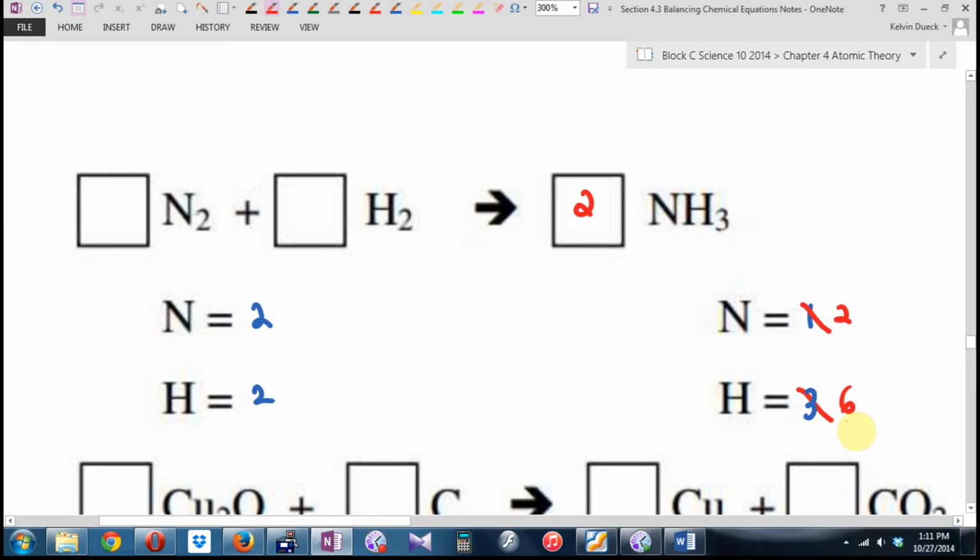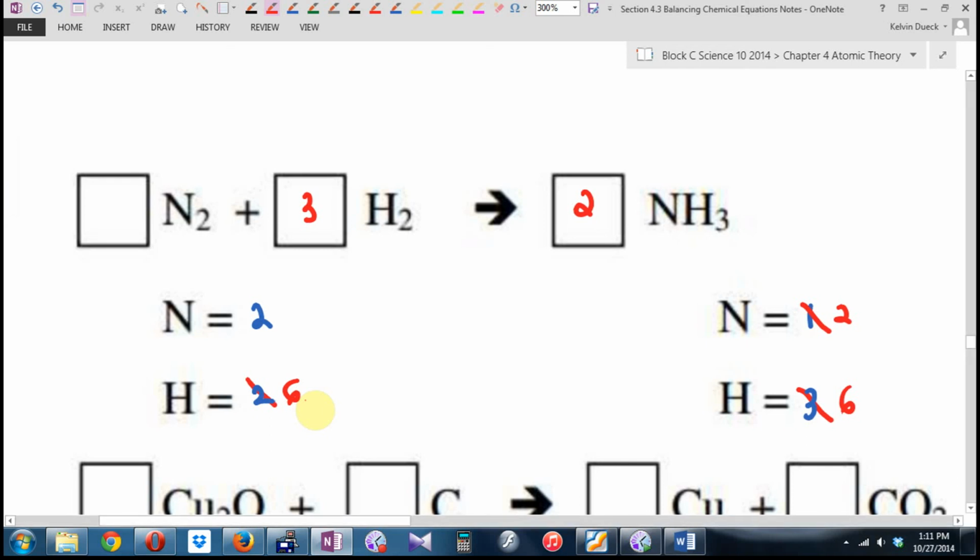What about my hydrogens? How many H's do I have on the right? 6. How many on the left? Any way I can change that to 6 somehow? Add a 4, add a 3. Add a 3, and that gives me 6, because we multiply, right?